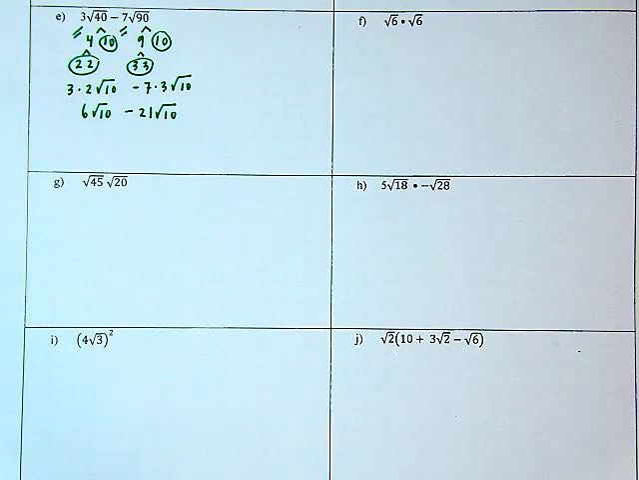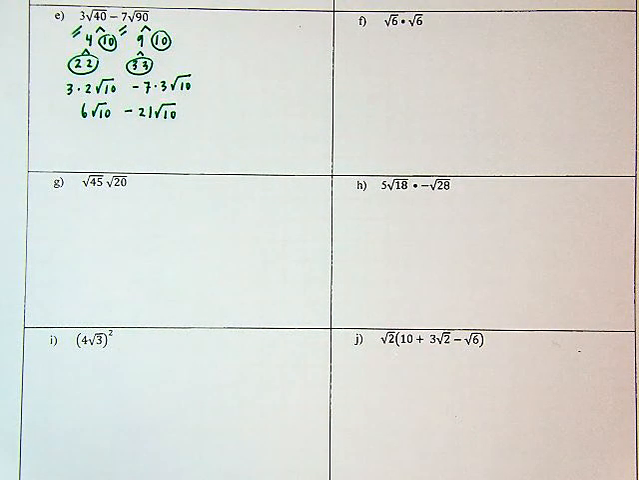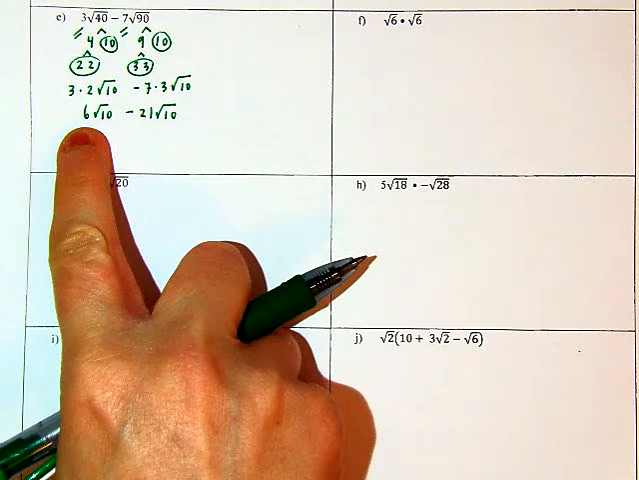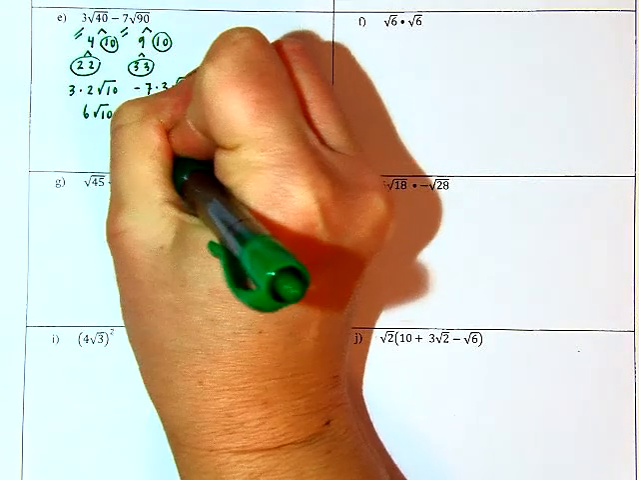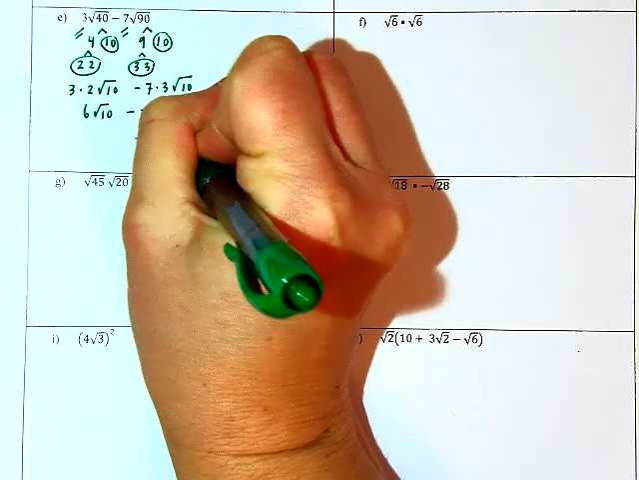So I've gone ahead and I've simplified each of the individual terms. 6 root 10 minus 21 root 10. The radicands match, so I can keep going. I can say, well, what's 6 minus 21? And that's negative 15, and then root 10.